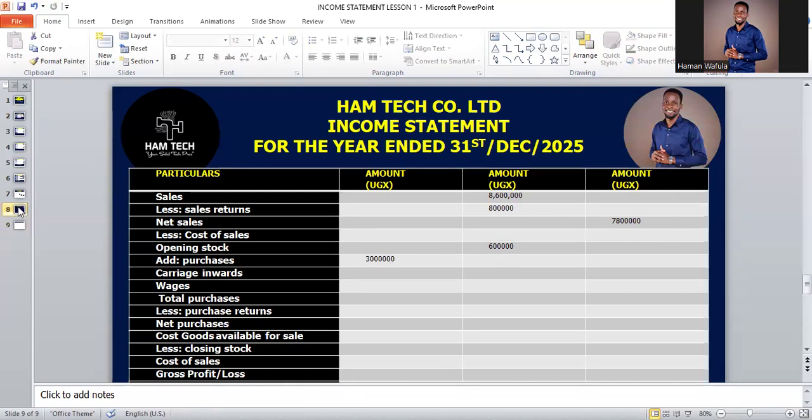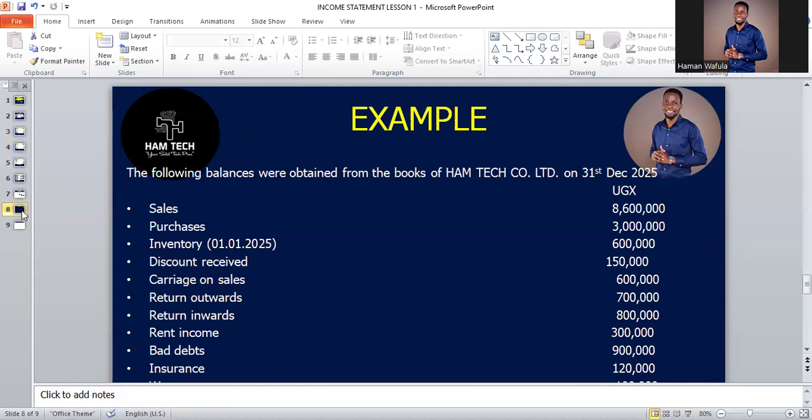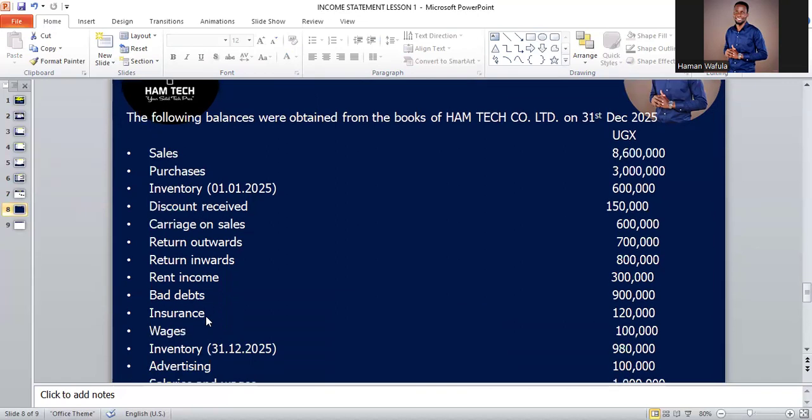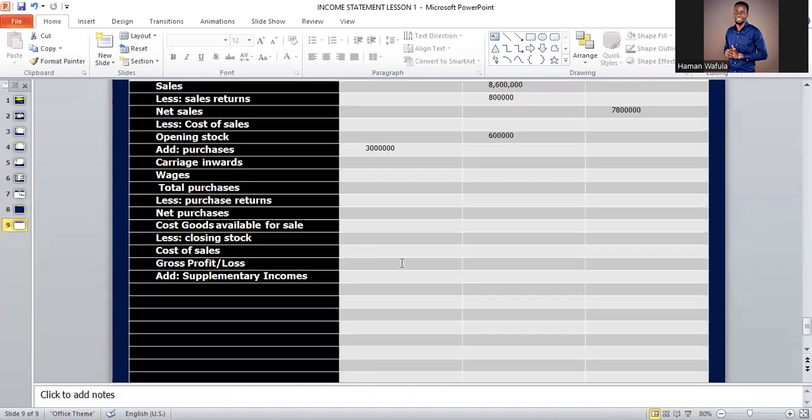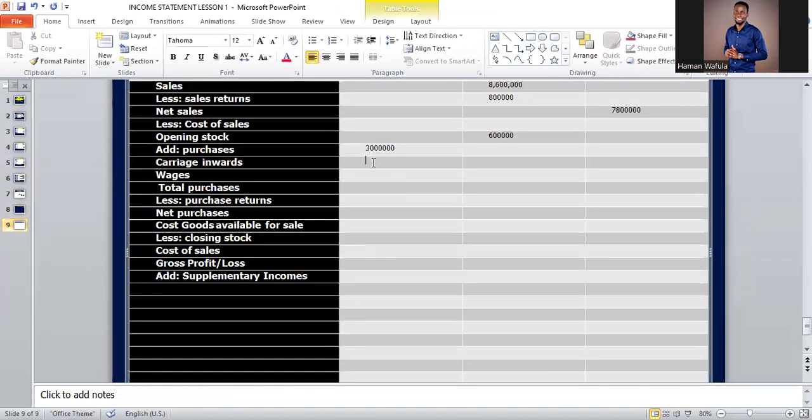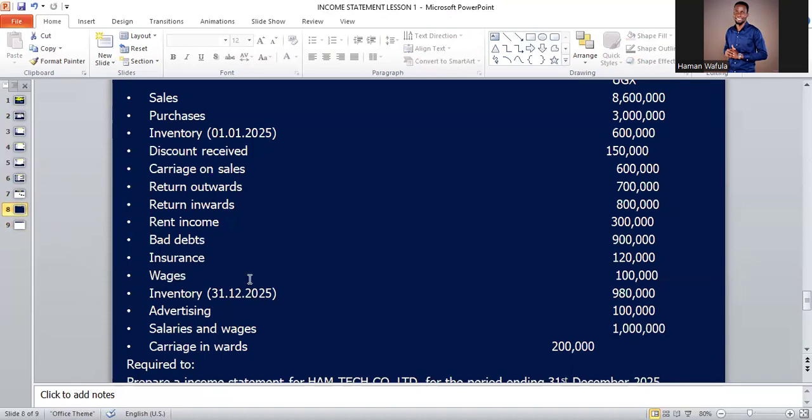Carriage inwards, if you have them. If you don't have them, it is not an error because, as I've said, it is not a must for every business to have carriage inwards and wages. If you don't have them, you just skip that and get your net purchases. So carriage inwards is 200,000. Then we also have wages, 100,000.